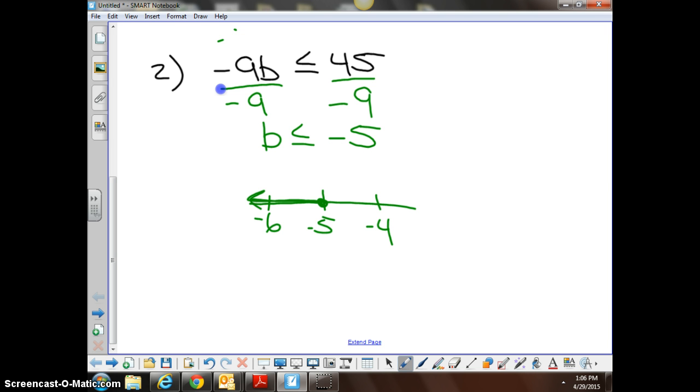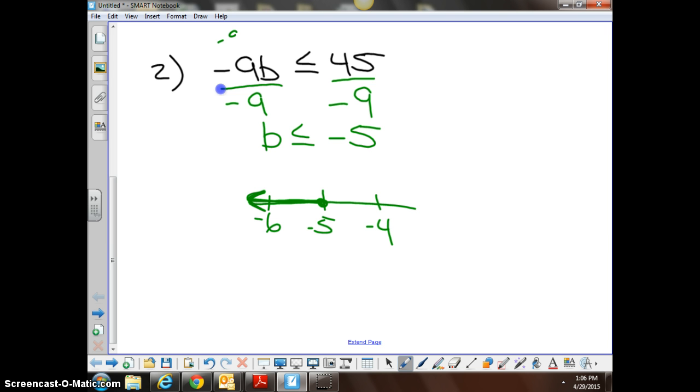So let's plug negative 5 in. And Madison, what is negative 9 times negative 5 equal to? 45. Is 45 less than or equal to 45? Yeah. Okay, good. Since it could be equal to and it could be less than, I probably should try another number though, right? So you're going to try another number smaller than negative 5. What do you want to try? Negative 4. Is that smaller than negative 5? I got to do something on my arrow, right?